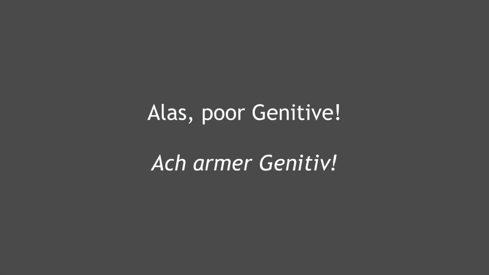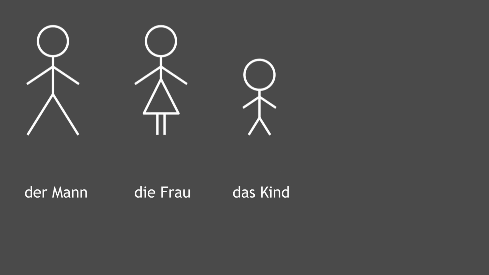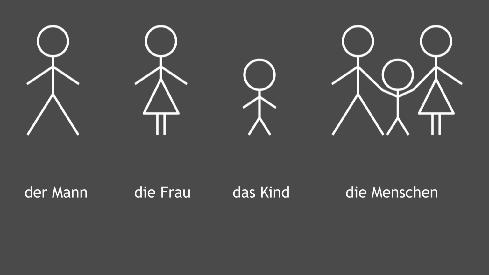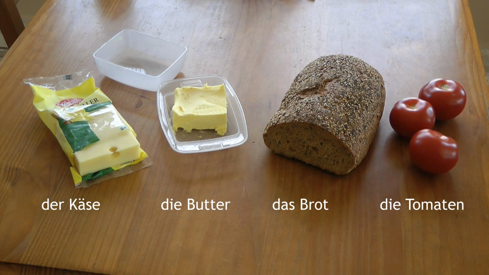If you're already familiar with German, you'll know that some words are masculine, some are feminine, and some are neuter. And let's not forget the plural. Of course, this doesn't just include the obvious things like men, women, children, and people in general, but less obvious ones like cheese, butter, bread, and tomatoes.